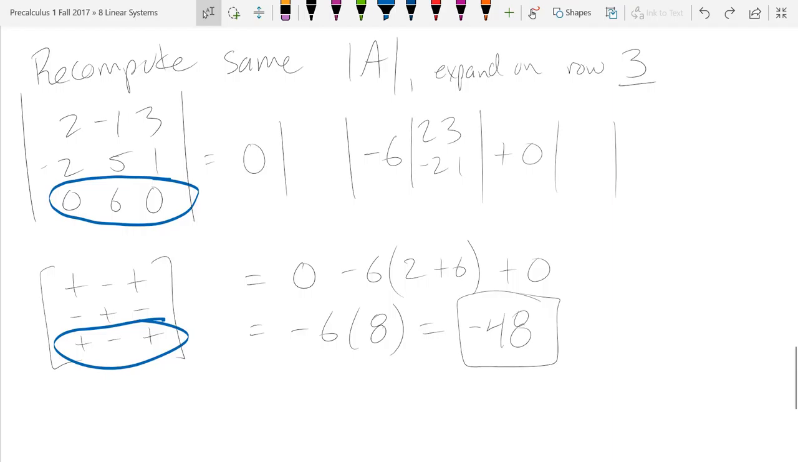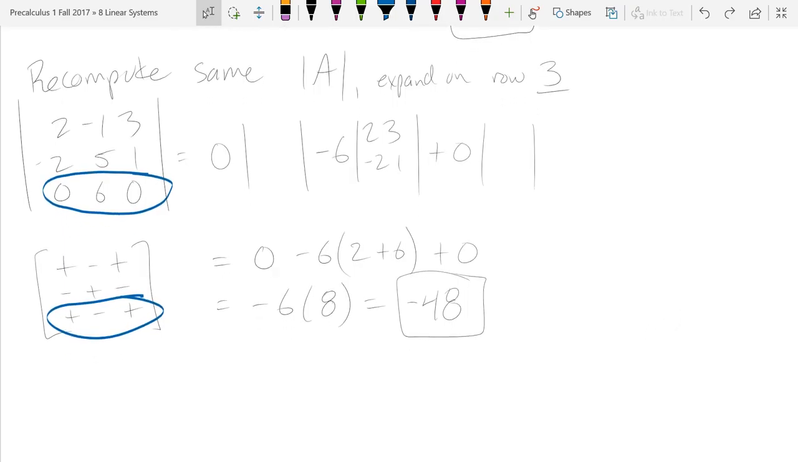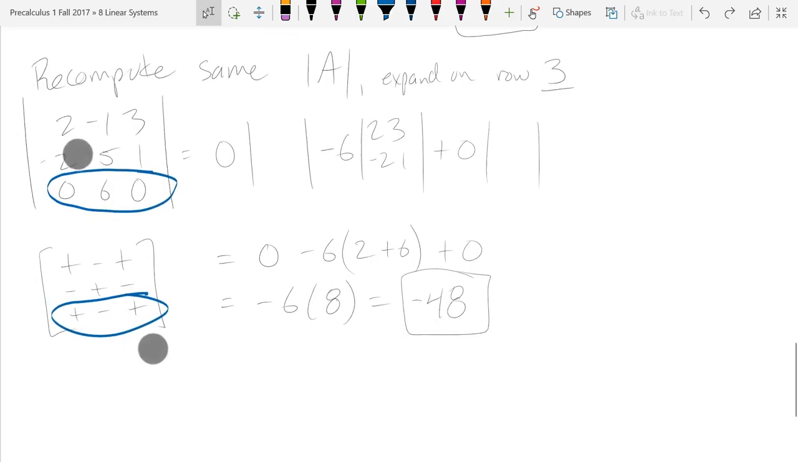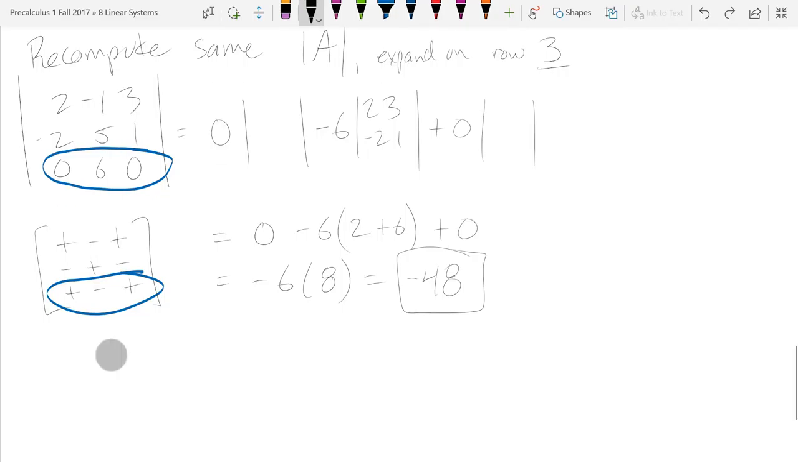So I could compute this determinant 6 ways, and I better get negative 48 every single way that I do it. Doesn't matter which way you go. If you don't make a mistake, you'll get the same value. So that's how we're going to compute determinants. It's going to be the same way for any size square matrix. So if I went to a 4x4, we'll very quickly do a 4x4. I'll put a lot of zeros in, so it's not too painful. So we're going to do one 4x4 determinant now.